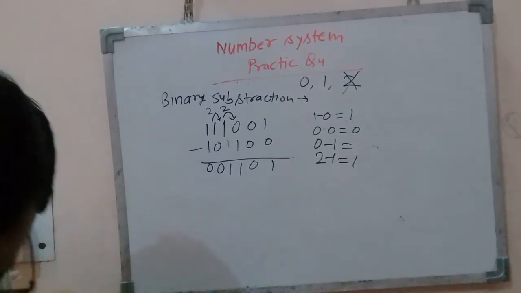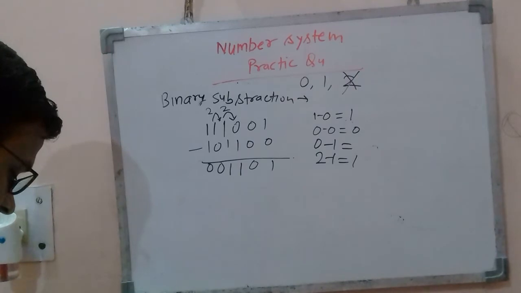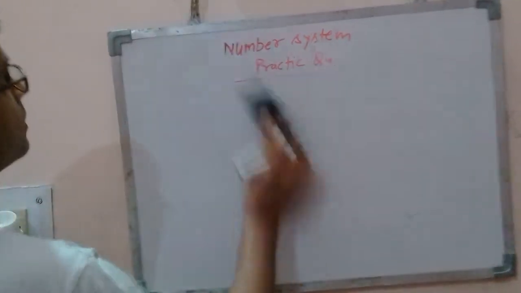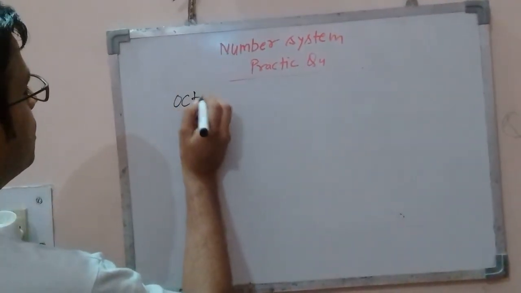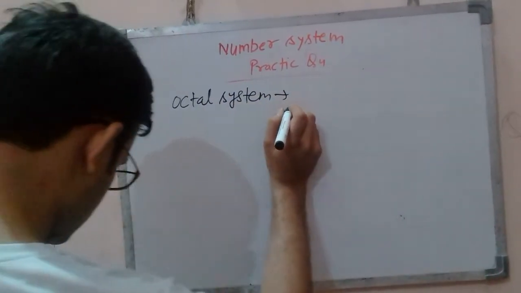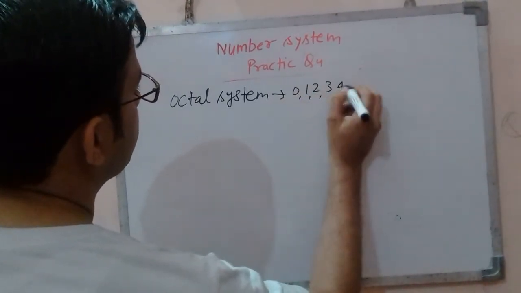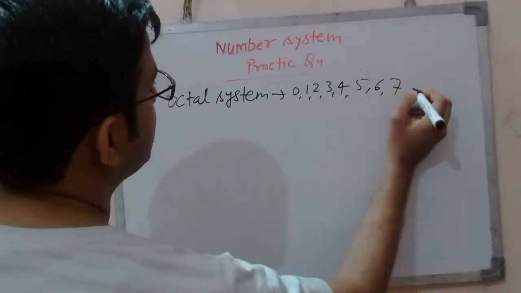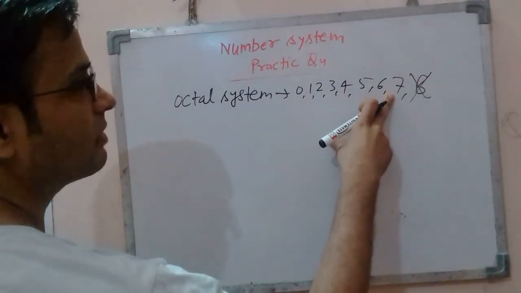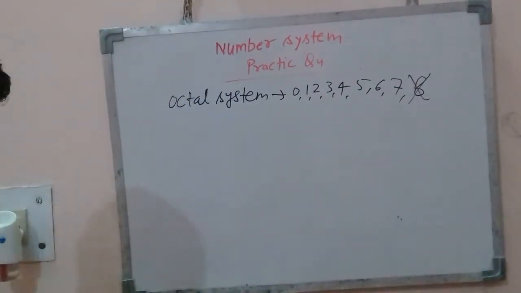Now, again, let me start with another system, which is octal system. So student, tell me what are the different symbols available in octal? 0 1 2 3, right? 4 5 6 7. Can you write 8 here? No, you cannot write. So maximum number which is available in octal system is 7. I have explained this, right? Watch my earlier video on number system.